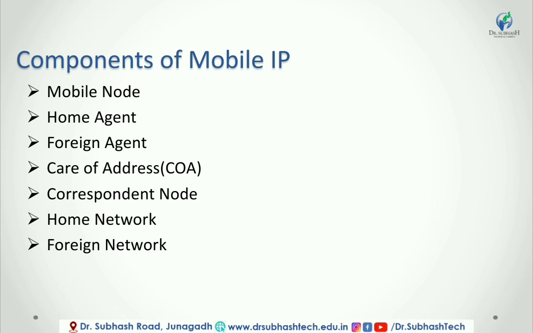Next component is foreign agent. The foreign agent can provide server service to the mobile node during its visit to the foreign network. The FA can have a COA, care of address, acting as a tunnel endpoint and forwarding packets to the MN. The foreign agent can be the default router for the MN.